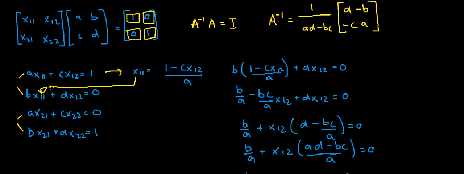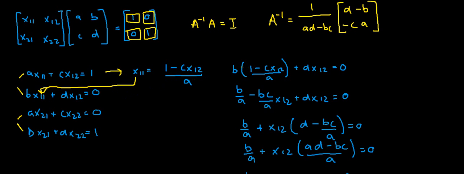Now what I'm going to do is make a substitution. I took one of these equations, A x11 plus C x12 is equal to 1. I solved for one of them, this one, x11. x11 is equal to 1 minus C x12, divided by A. I then took this x11 is equal to this, and substituted it into the second equation, this B x11 plus D x12 is equal to 0.